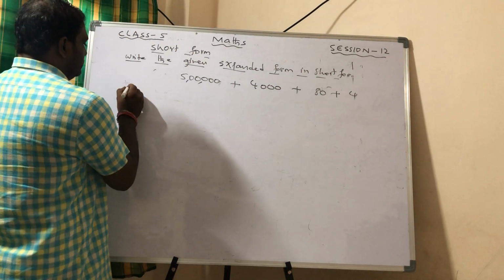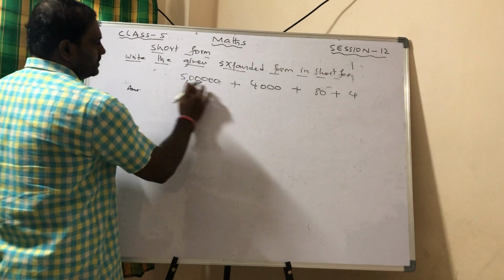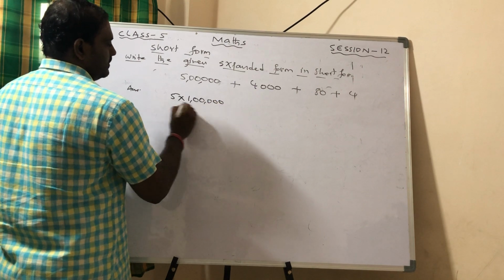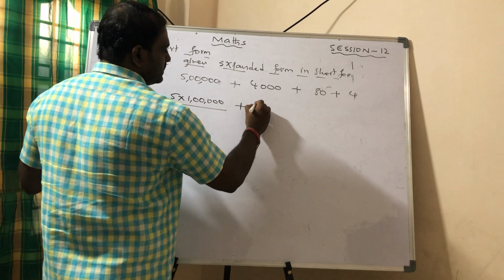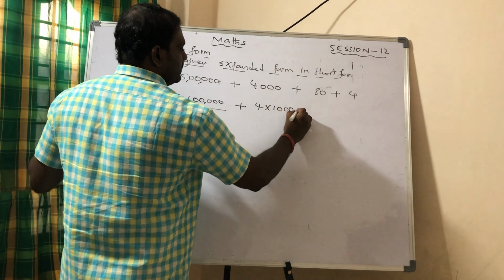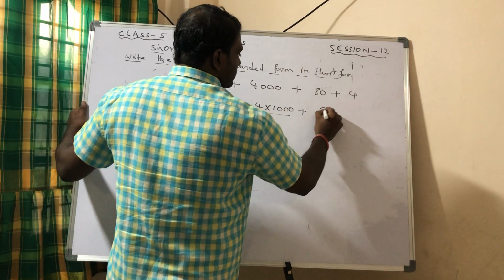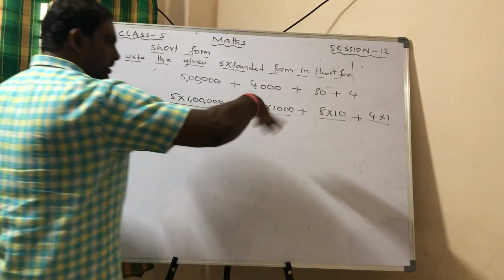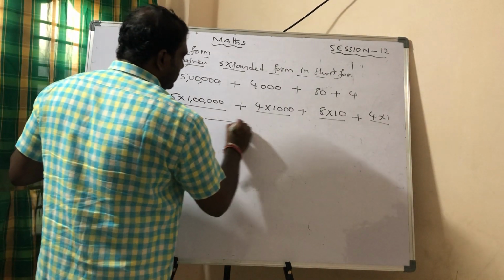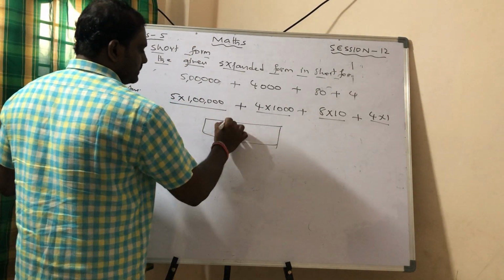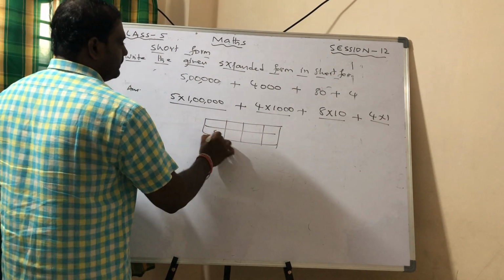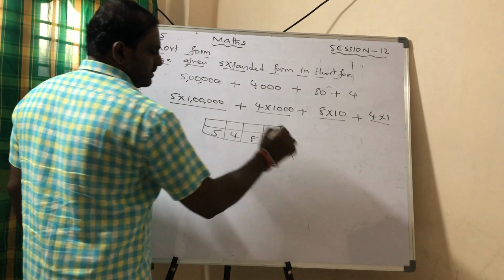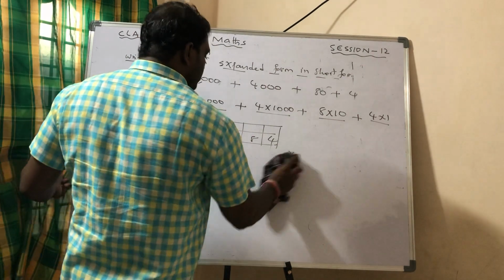Look at how to take it. Answer: so this can be written as 5 into 1 lakh. Right? Plus this can be written as 4 into 1000. Plus this can be written as 8 into 10 plus 4 into 1. Up to now all the students will do. Then what they will do is they will write 4 boxes, and they will write 5, 4, 8, 4. If you write like this, this is wrong. So why was it wrong? So what is the correct answer?